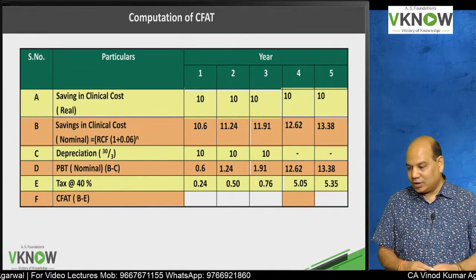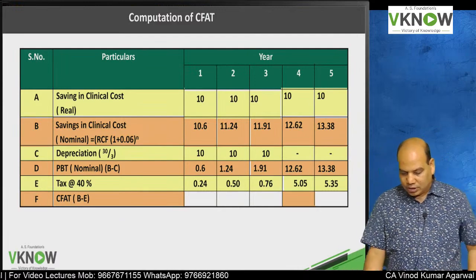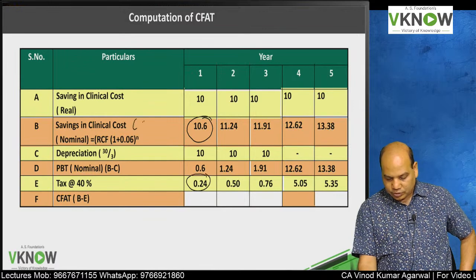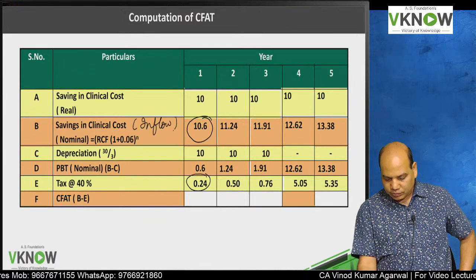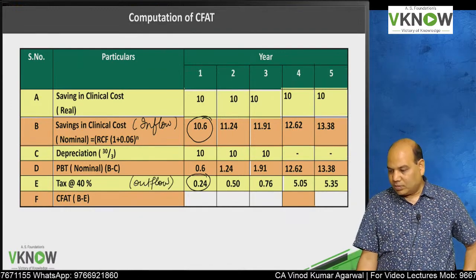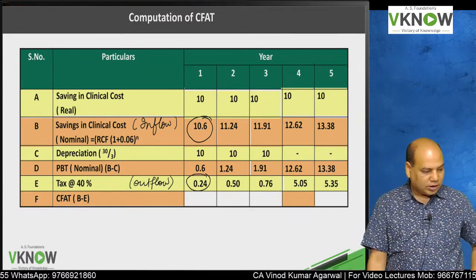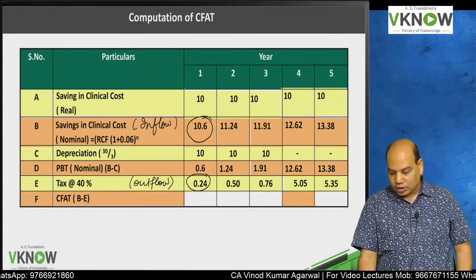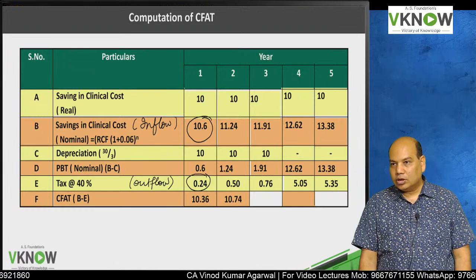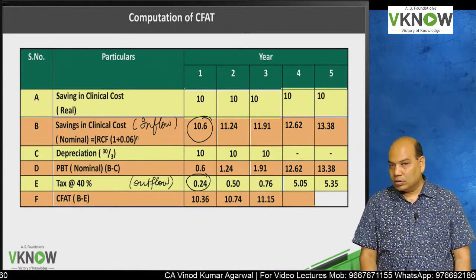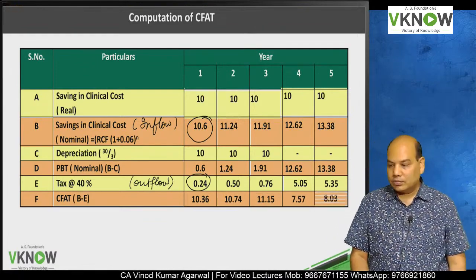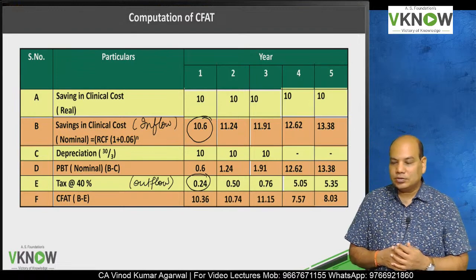Next point, CFAT. CFAT can be calculated by simply taking inflow minus outflow. Saving is inflow, tax is outflow. B minus E. Come on student, B minus E, you can do it. 10.36, 10.74, 11.15, 7.57, 8.03.